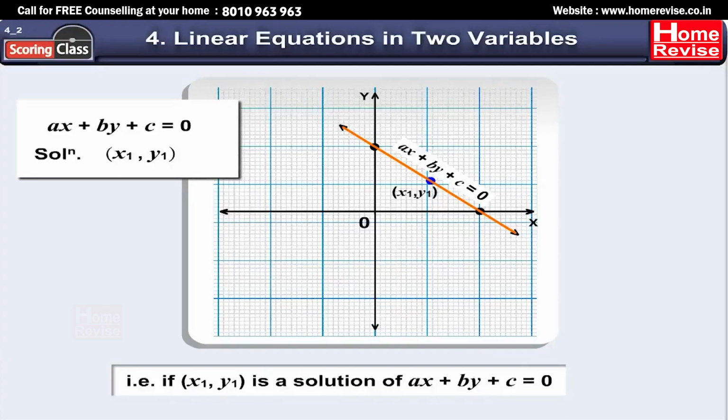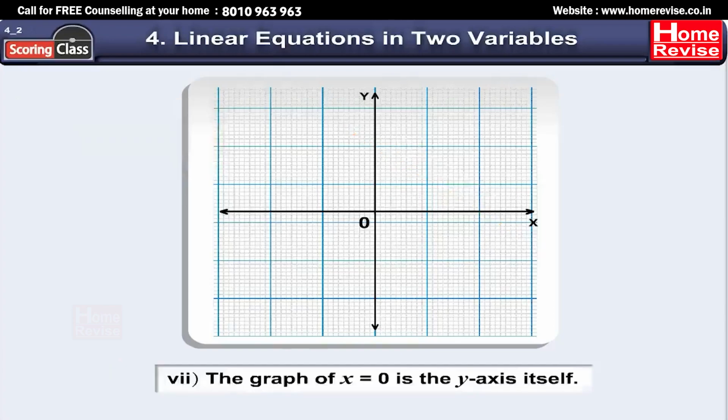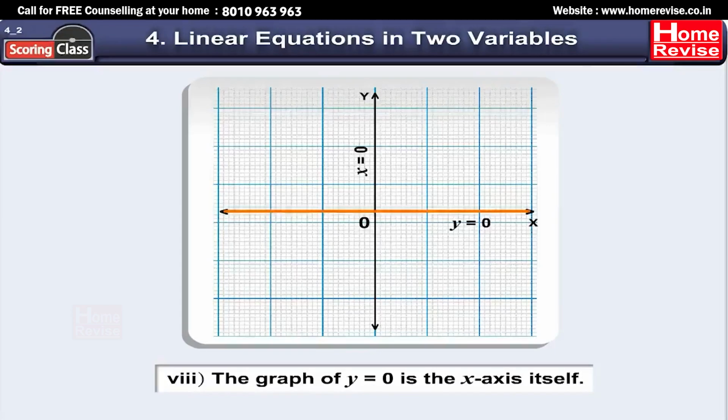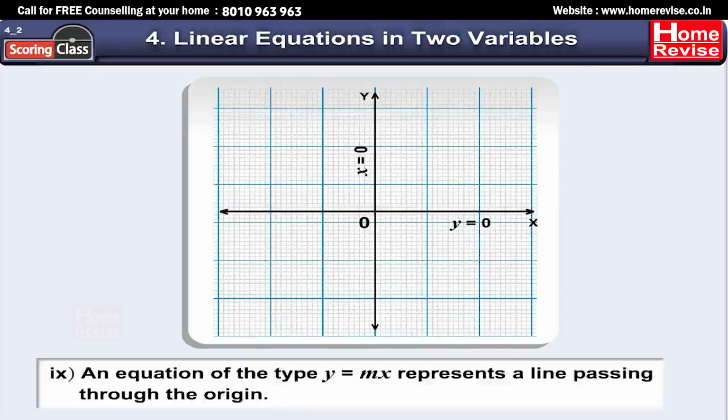Number 7. The graph of x is equal to 0 is the y-axis itself. Number 8. The graph of y is equal to 0 is the x-axis itself. Number 9. An equation of the type y is equal to mx represents a line passing through the origin.